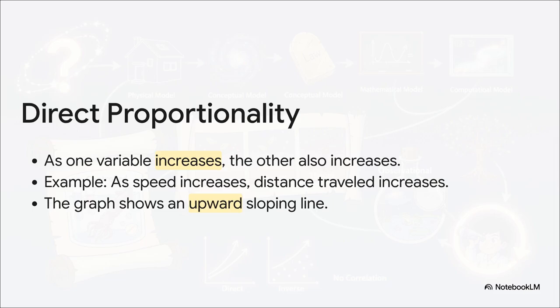It's really simple. As one thing goes up, the other thing goes up too. Just think about driving a car. The faster you drive, the more distance you cover in an hour. On a graph, this always shows up as a nice, clear line sloping upwards.